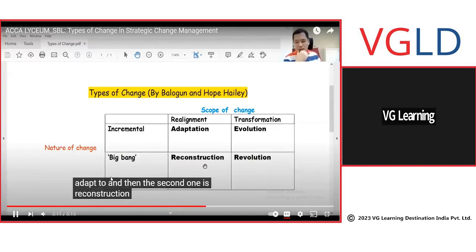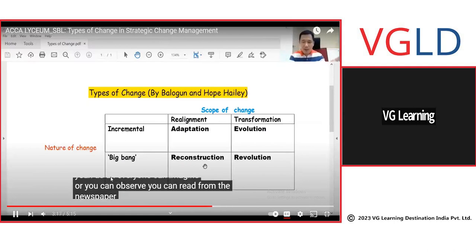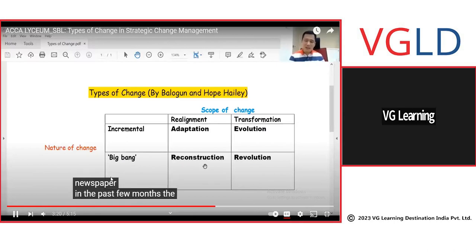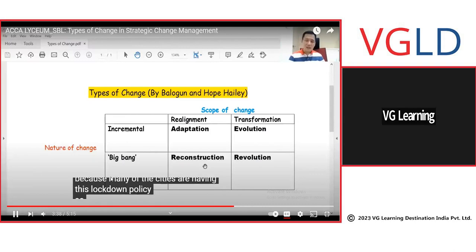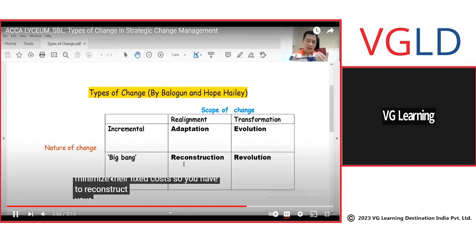And then the second one is reconstruction. As everyone can imagine, you can read from the newspaper in the past few months the tremendous pressure that the COVID-19 has brought to the business world. Whether the business is big or small or medium, you suffer tremendous cost pressure because many of the cities are having this lockdown policy. So businesses are not allowed to open as usual. So in this context, many organizations will have to think about ways to minimize their fixed costs. So you have to reconstruct your business model so that fixed cost is minimized.